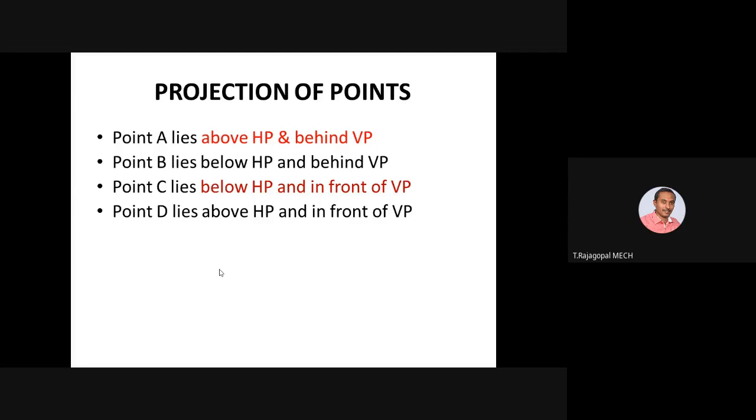Again, point D lies above HP and in front of VP. Above HP in front of VP is first quadrant. So these four important pieces of information you have to remember for solving the projection of points. Then how can we differentiate the front, top and side views?